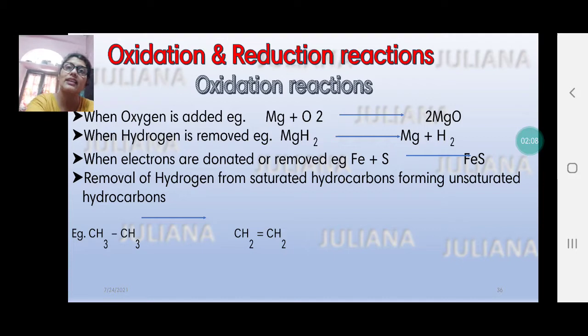In the 9th standard, we have studied saturated and unsaturated hydrocarbons. Saturated hydrocarbons have all single bonds because they are saturated with hydrogens. On the other hand, when they lose hydrogen, they form a double or a triple bond, that is alkenes and alkynes. And then that reaction becomes an oxidation reaction because hydrogen has been removed.